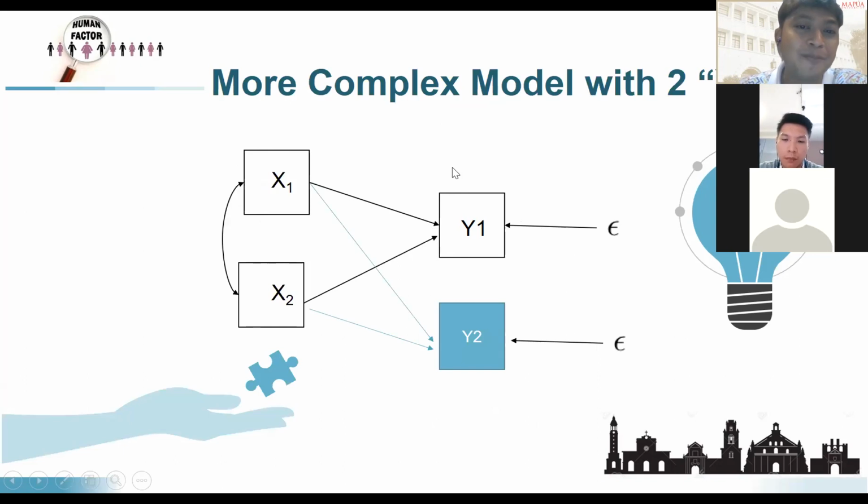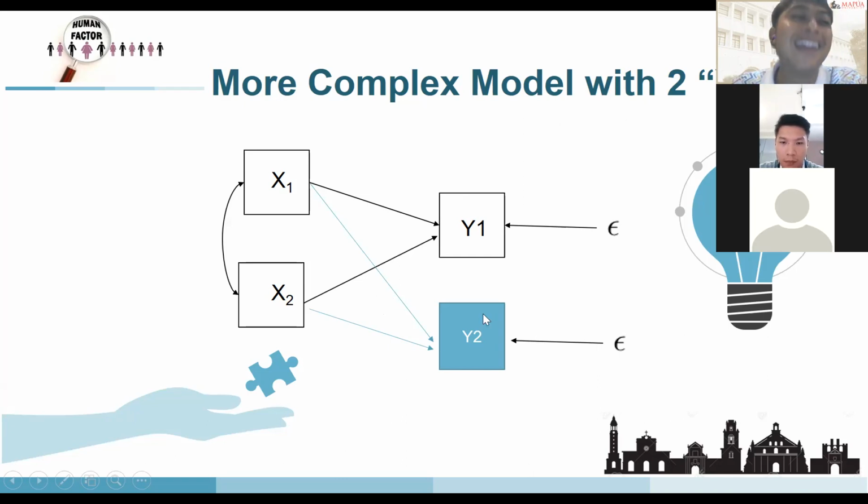But now here is the problem. If you have the second one at the same time, you cannot do multiple linear regression. This is the time you use SEM, the structural equation model, or path analysis. Because now X1 may have a bigger effect on Y1 or Y2, and later you can see from the coefficient. X2 has a bigger effect on Y1 or on Y2. You can see the effect using this.